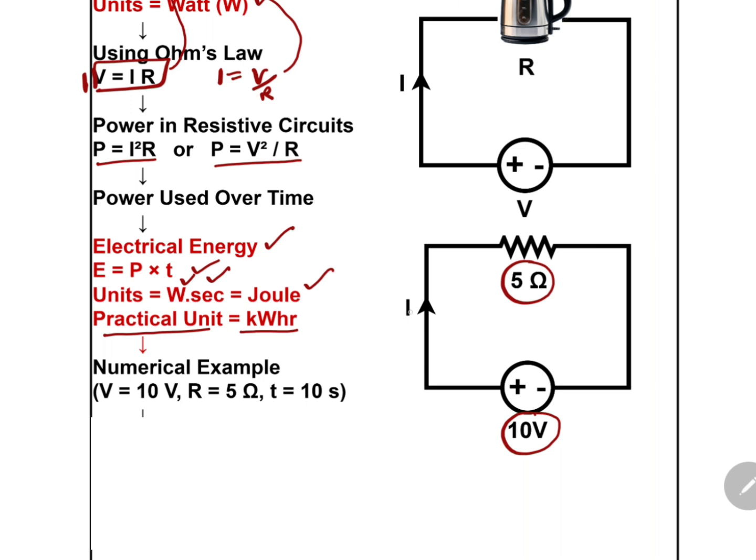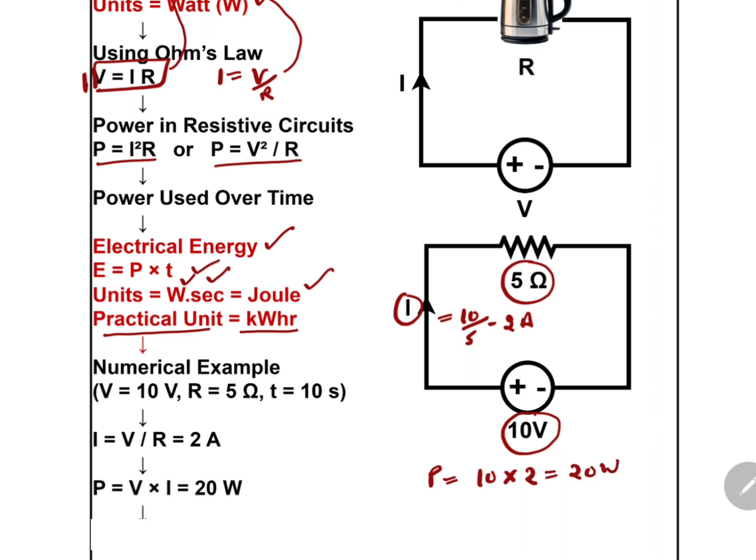Then what was the value of current I? The current I is simply V by R, that is 10 by 5, which is equal to 2 amperes. What is the value of power? Power is equal to V into I, that is 10 into 2, that is 20 watts. And what is the value of energy in 10 seconds? Energy will be equal to power, that is 20 watts into 10 seconds, that is 200 watt seconds, which can be written as 200 joules.